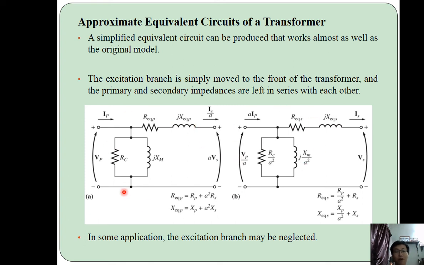Actually, they are the same. Here it is referred to the secondary side. For this one, it is referred to the primary side from the secondary. This one is referred to the secondary side from the primary.